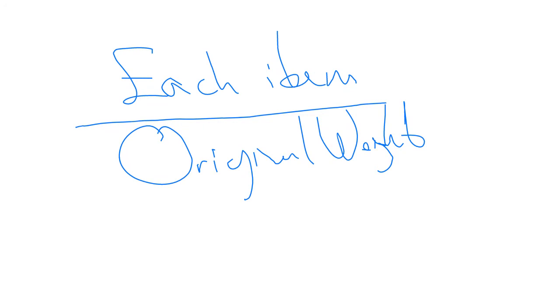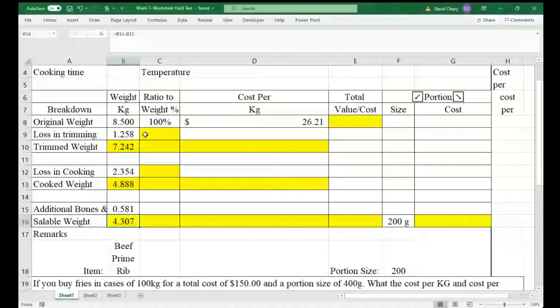Awesome. So right here we're doing the ratio to weight percentages. We know that the original weight is always 100% because it's the original weight. We're just taking each line item, in this case the loss in trimming, dividing it by the original weight, and getting the percentage of each line item.